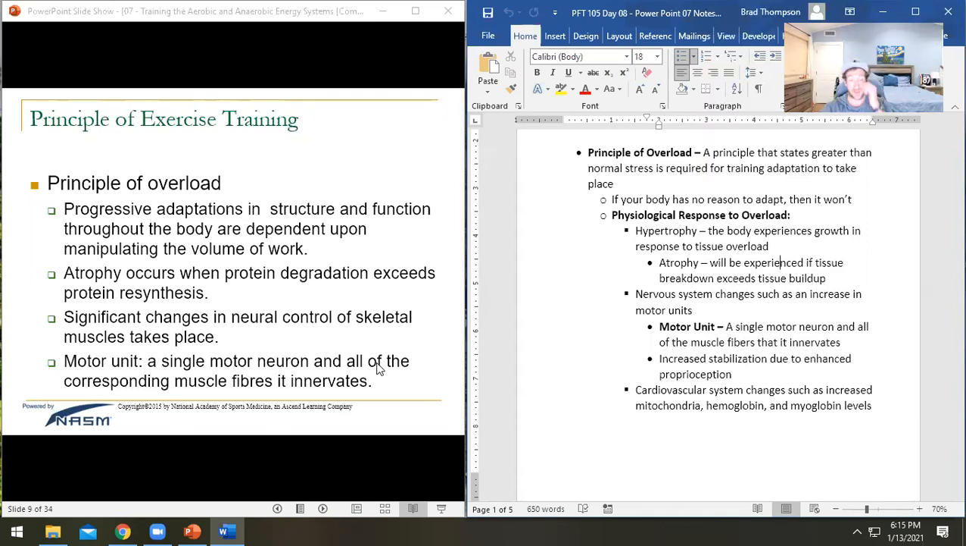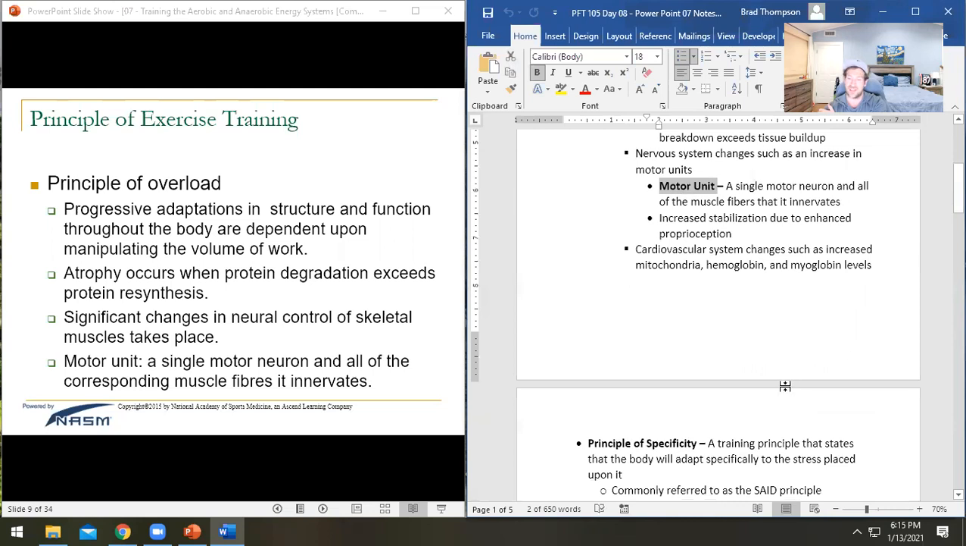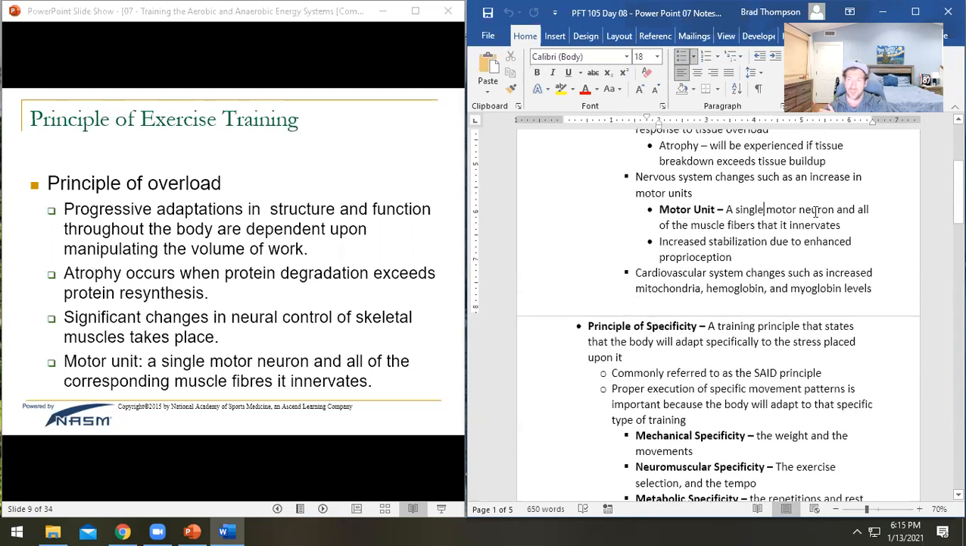So we are going to see hypertrophy and atrophy. Those are some adaptations. Atrophy is the one we want to avoid. We'll also see nervous system changes. One of our biggest nervous system changes is the development of more motor units. Motor units are one of our key vocabulary terms in your textbook. It's a single motor neuron, and then all of the fibers that it innervates.